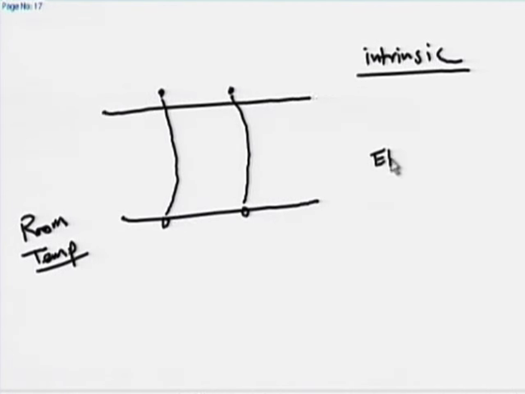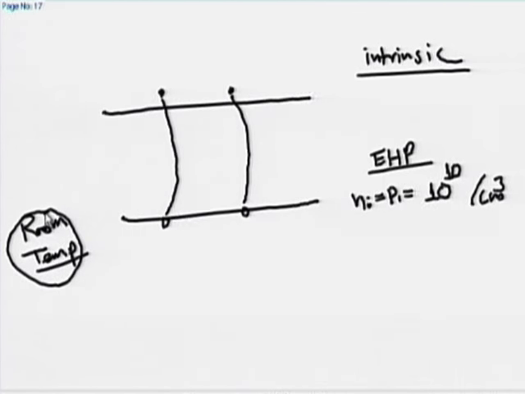We create an electron hole pair and the number at room temperature, we call Ni equal to Pi equal to 10^10 per centimeter cube, okay. That is what we know, fine. This we are talking about at room temperature, right. Now, what will happen if your temperature increases? If you increase the temperature, more and more electrons will get enough energy to go, okay? So, there will be more electron, more hole.